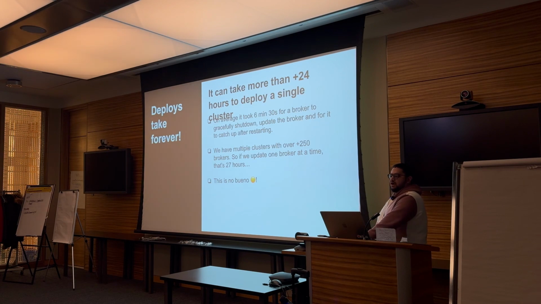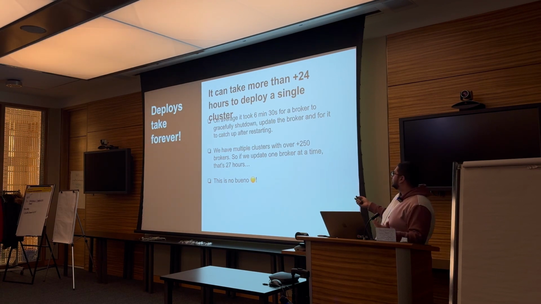So our problem was that on average, it takes 6 minutes, 30 seconds for a broker to gracefully shut down and update and come back up and catch up. What that means is if I kill a broker and it has any leaders on it of these partitions we're talking about, it'll gracefully have a procedure to say, okay, I'm about to die, someone else take over that, and then we can perform the update on it, and it'll come back up and it'll catch up on all the messages. Remember I talked about leader and follower? That's kind of what's happening. That's why it takes so much time.